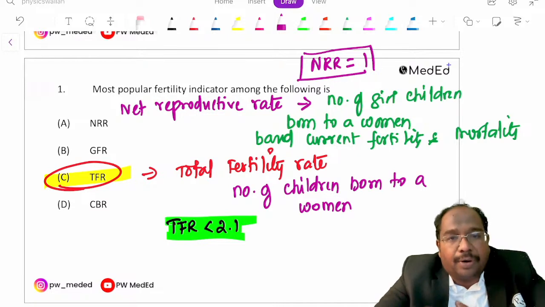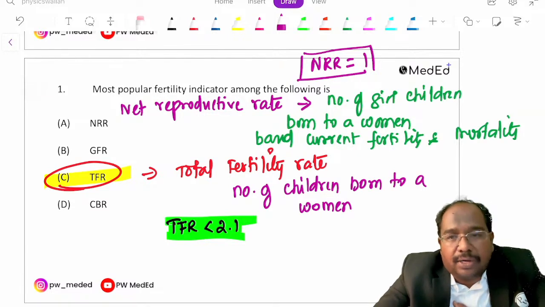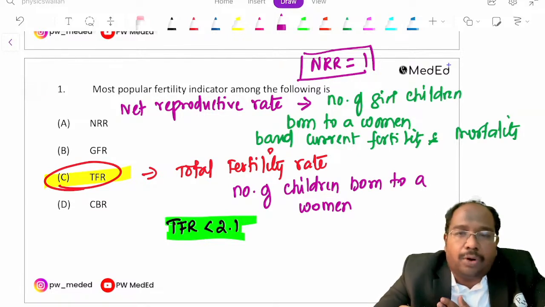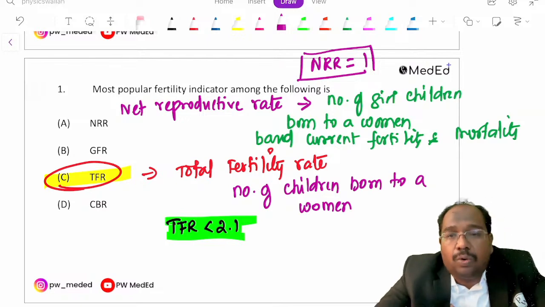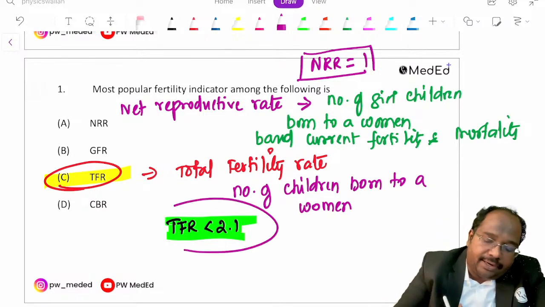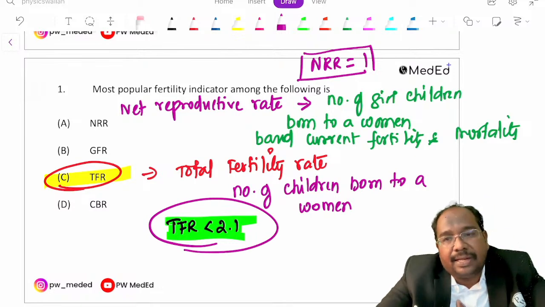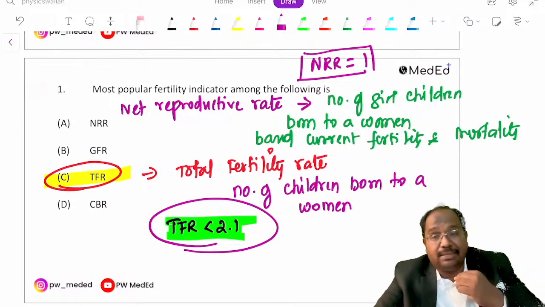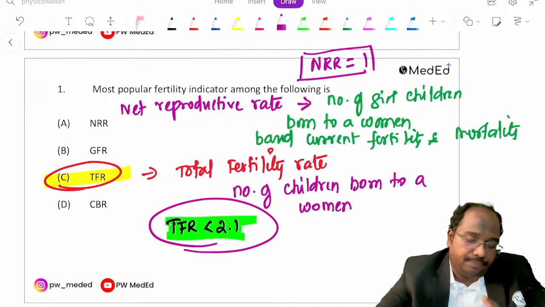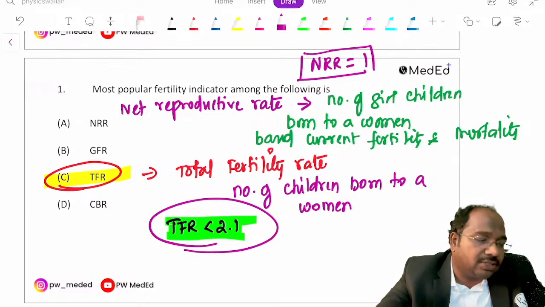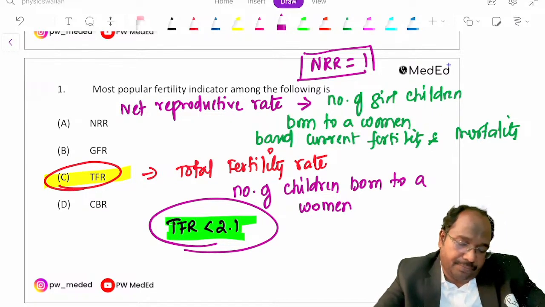The other one, total fertility rate, is the number of children born to a woman. Out of these, total fertility rate is more important, and that is the most popular indicator. Okay, we'll go to the next question, guys.